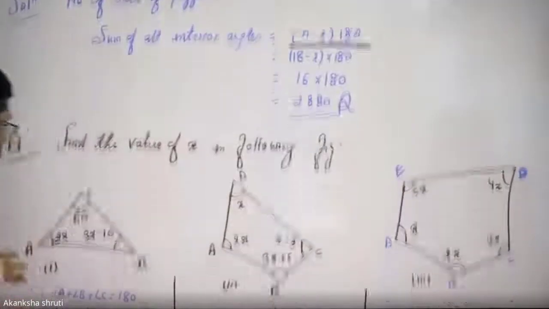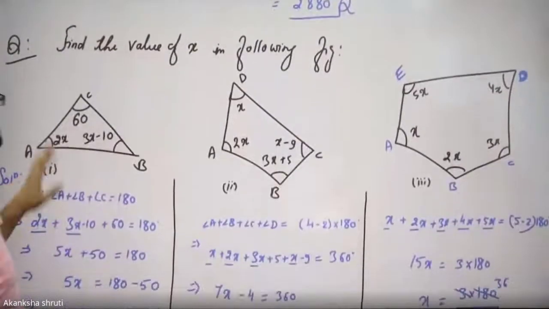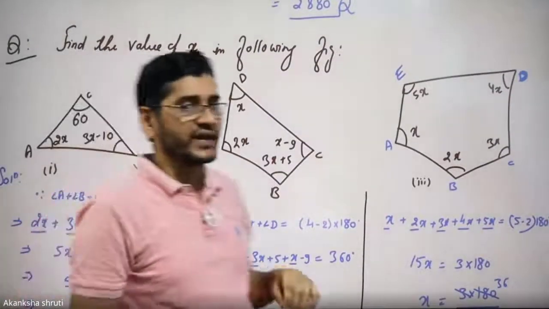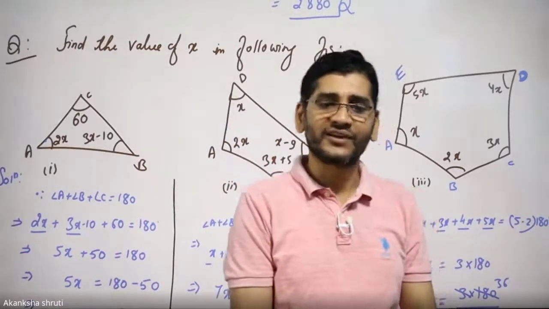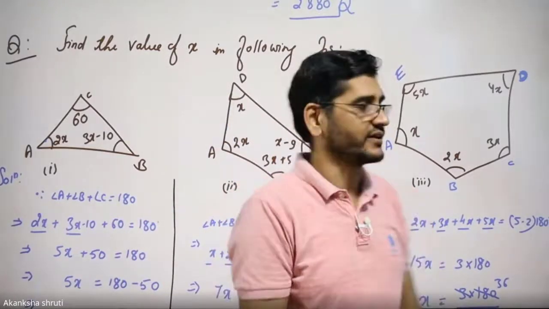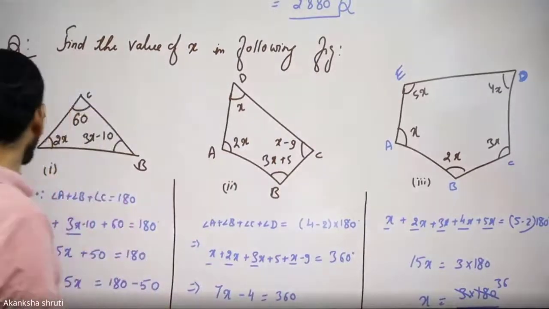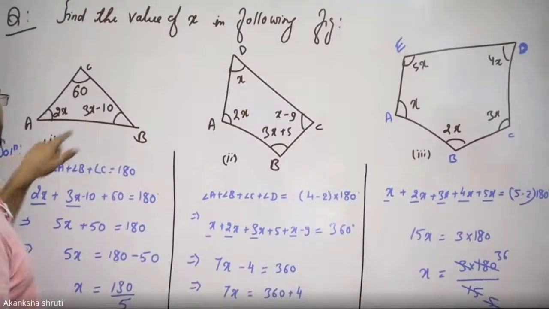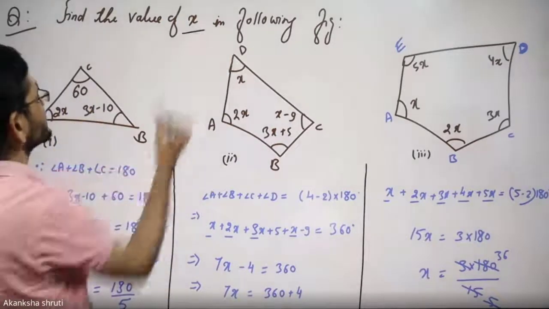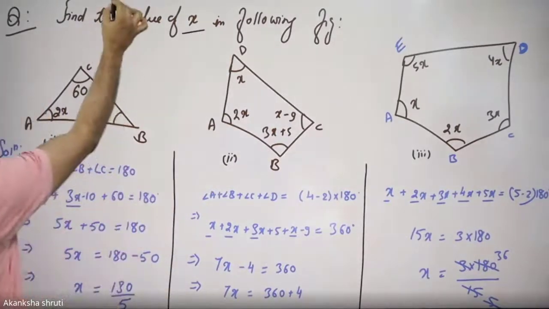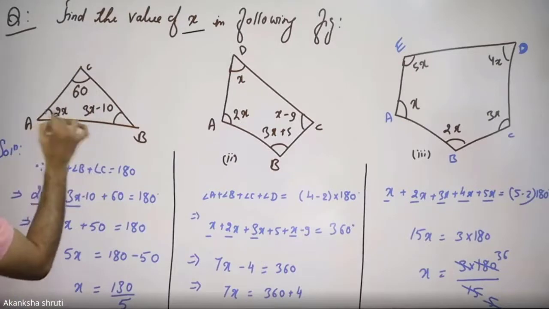Students, by applying the concept of the sum of internal angles of a triangle, quadrilateral, pentagon, and hexagon, the unknown values can be calculated very easily. Like here, I have taken some questions. In the first question, it was a triangle where you have to find the value of x. Students, in this case, the sum of all the internal angles.